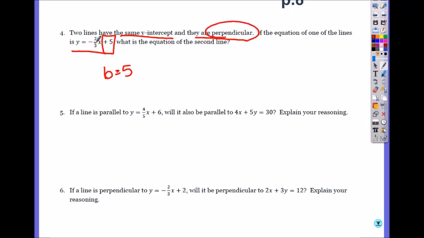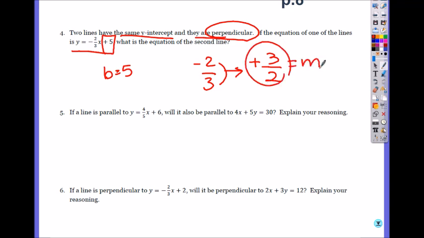Perpendicular. So if you have negative 2/3, if it's perpendicular, it changes to positive, opposite. And you flip top and bottom, 3 over 2. That is your M. If you have M and B, can you write an equation of a line? Yes, so it is y equals 3 over 2 x plus 5.